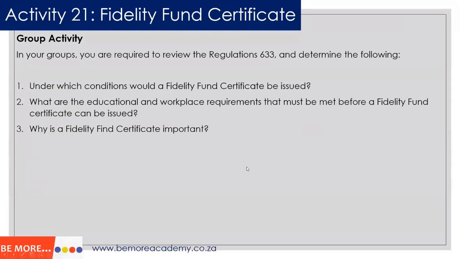This module, you will see it's full of activities. So this is the Fidelity Fund Certificate. Again, in your groups, you are required to review the regulations 633 and determine the following. I think that regulation, Numisa has put it on the group last week. Did you all get it? Any questions?